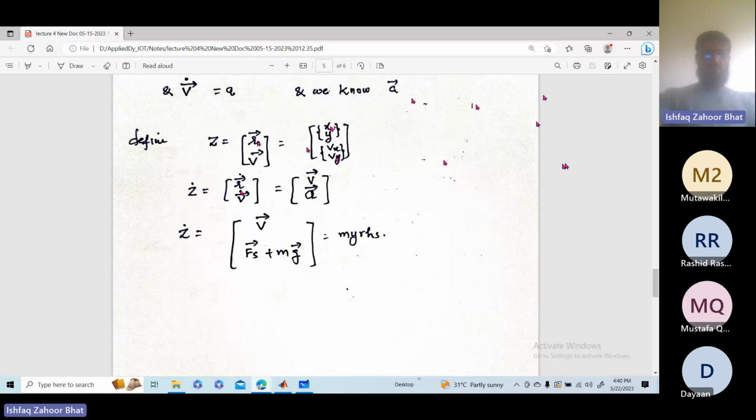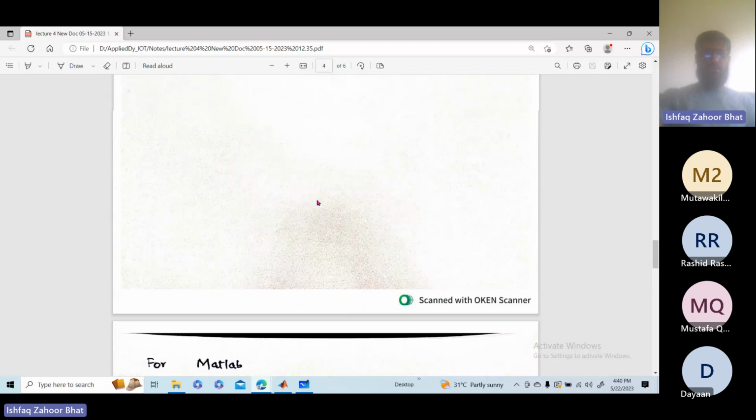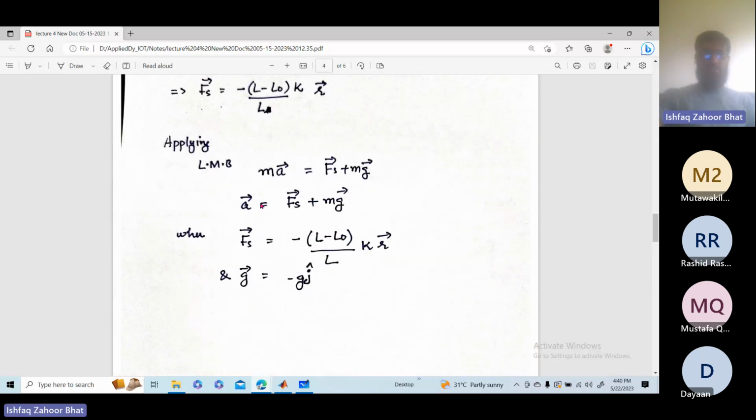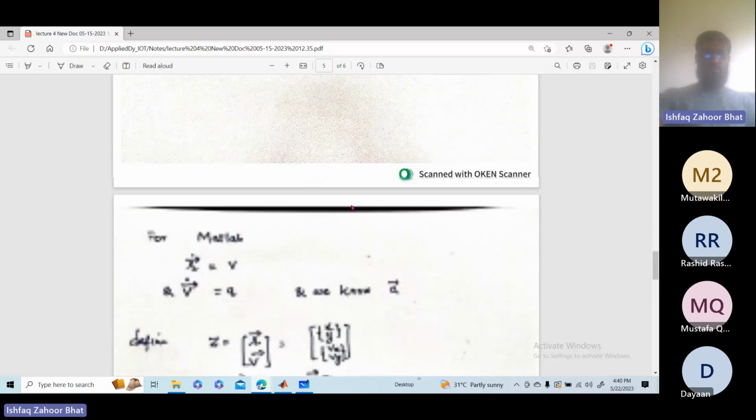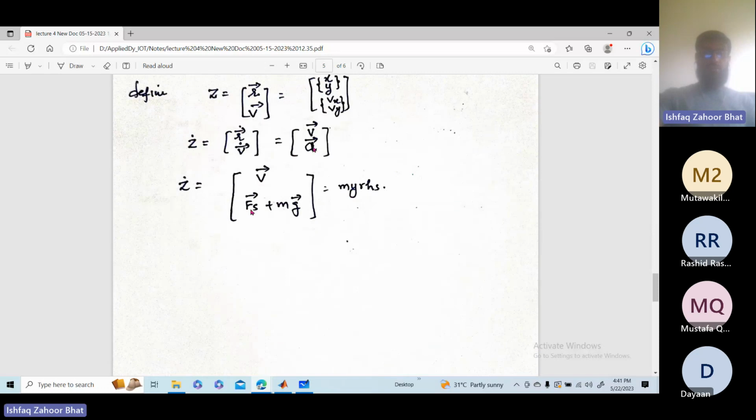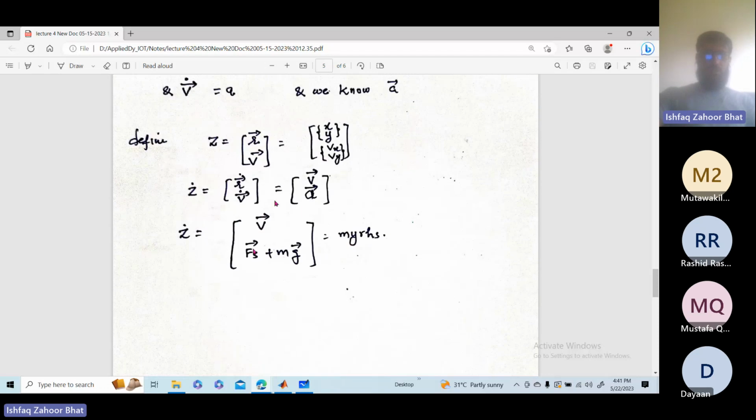And similarly, Z dot is nothing but R dot, V dot. R dot is nothing but velocity, and V dot is nothing but acceleration. So we have the expression for this acceleration which we got, that is Fs plus mg. I will write this acceleration as Fs plus mg, and I will integrate this acceleration to get the velocity here, and then I will integrate that velocity to get the r.